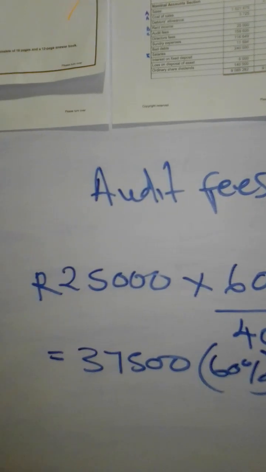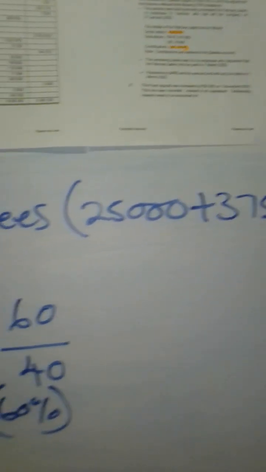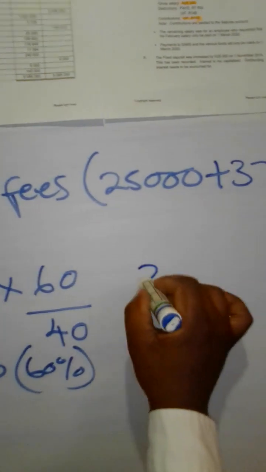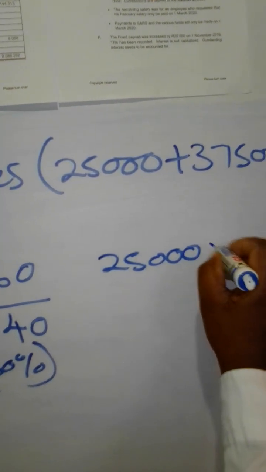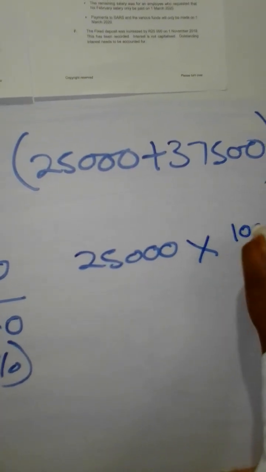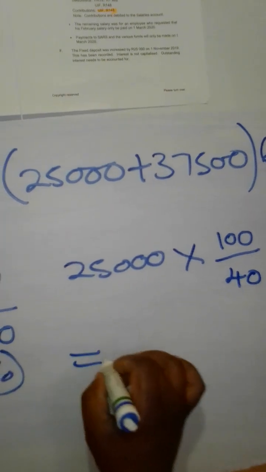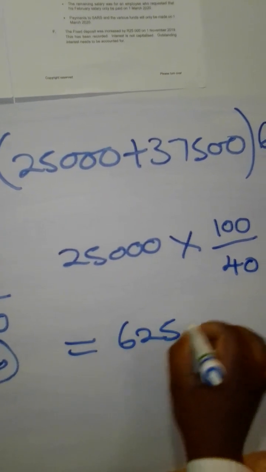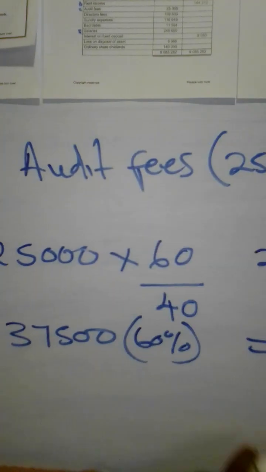62,500. There is also another way that you can use if you want to get the 62,500 straight without calculating the 60%. We already know that we have got 25,000, which is already our 40%. But what do we want? We need 100%. So we say times 100 over 40. This will give you a straight 62,500.